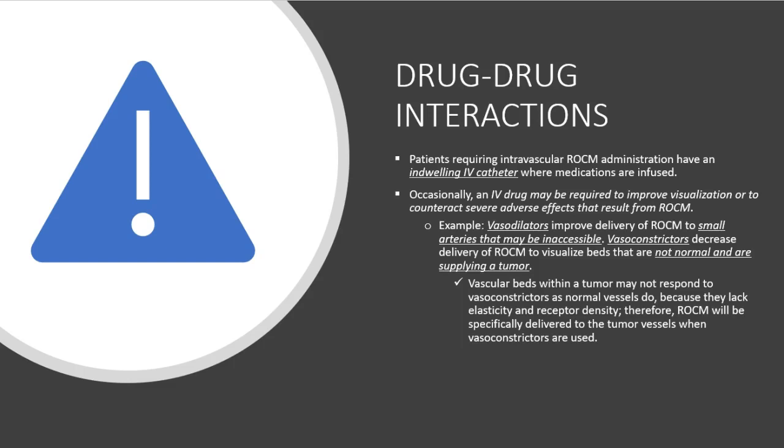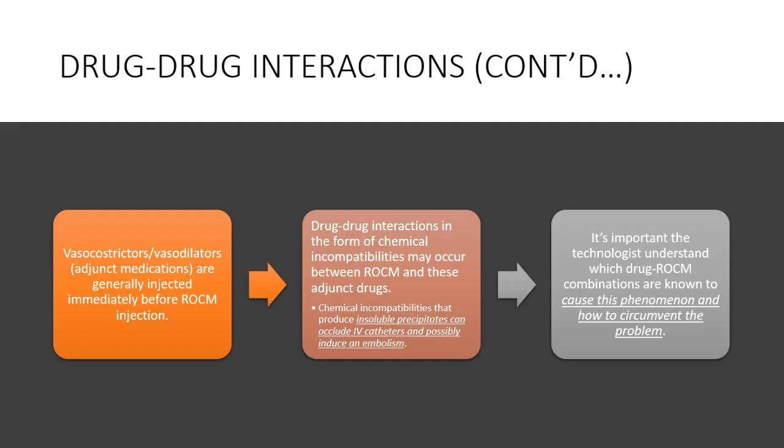Vascular beds within a tumor may not respond to vasoconstrictors as normal vessels do because they lack elasticity and the receptor density. Therefore, contrast will be significantly delivered to the tumor vessel when vasoconstrictors are used. So really important, one thing that we need to do is flush any kind of drug that would be in an IV catheter before and after our contrast.